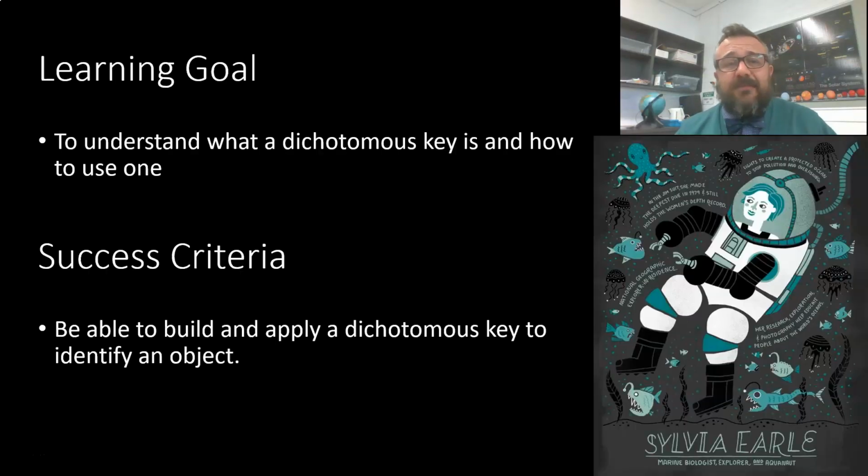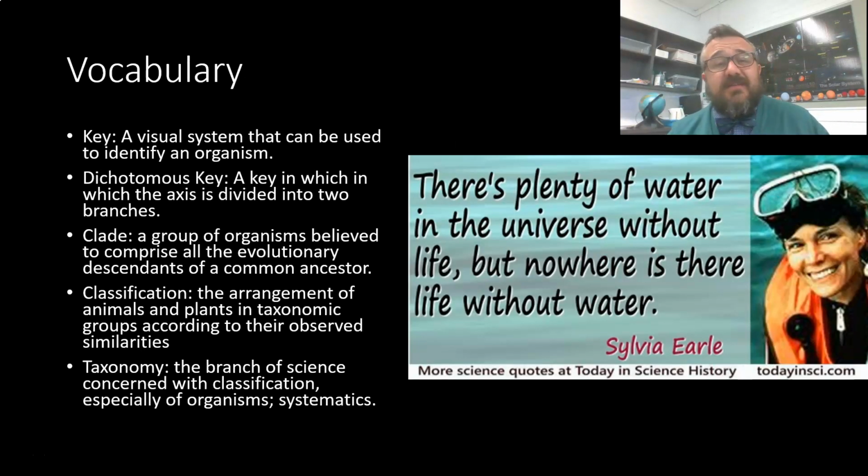So our learning goal here is to, as I said, understand what a dichotomous key is and how to use it. But also, we'll know we've done that when we can build one and also apply one that's being given to us. And we'll have a crack at that at the end to identify an object.